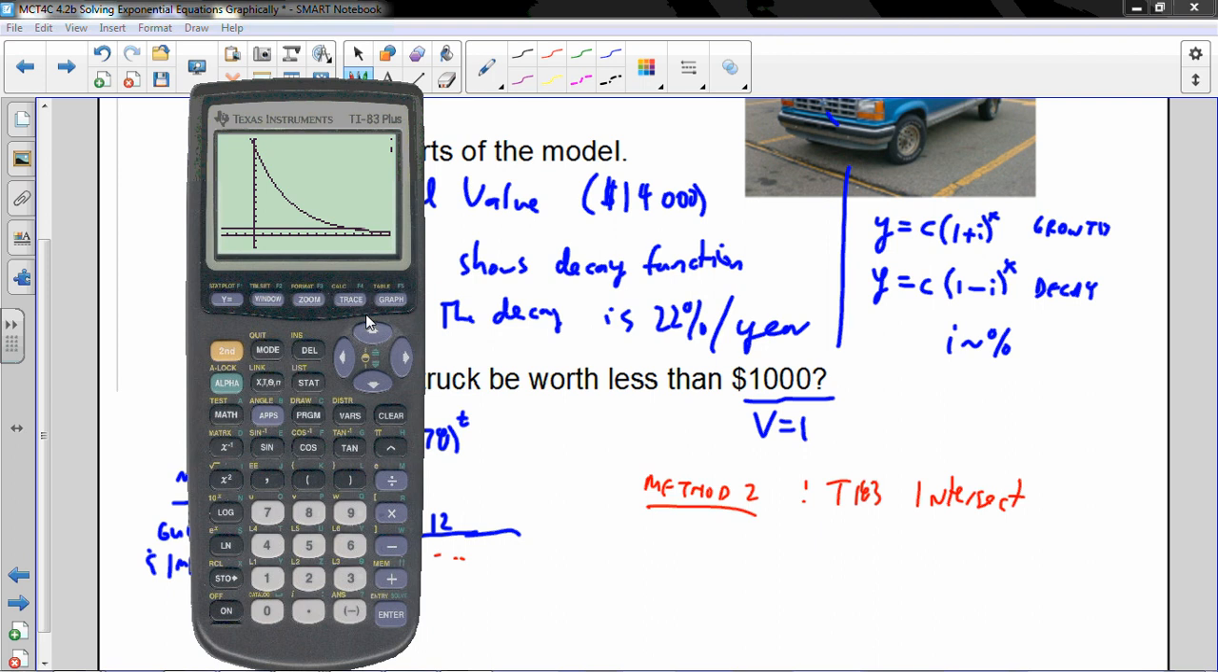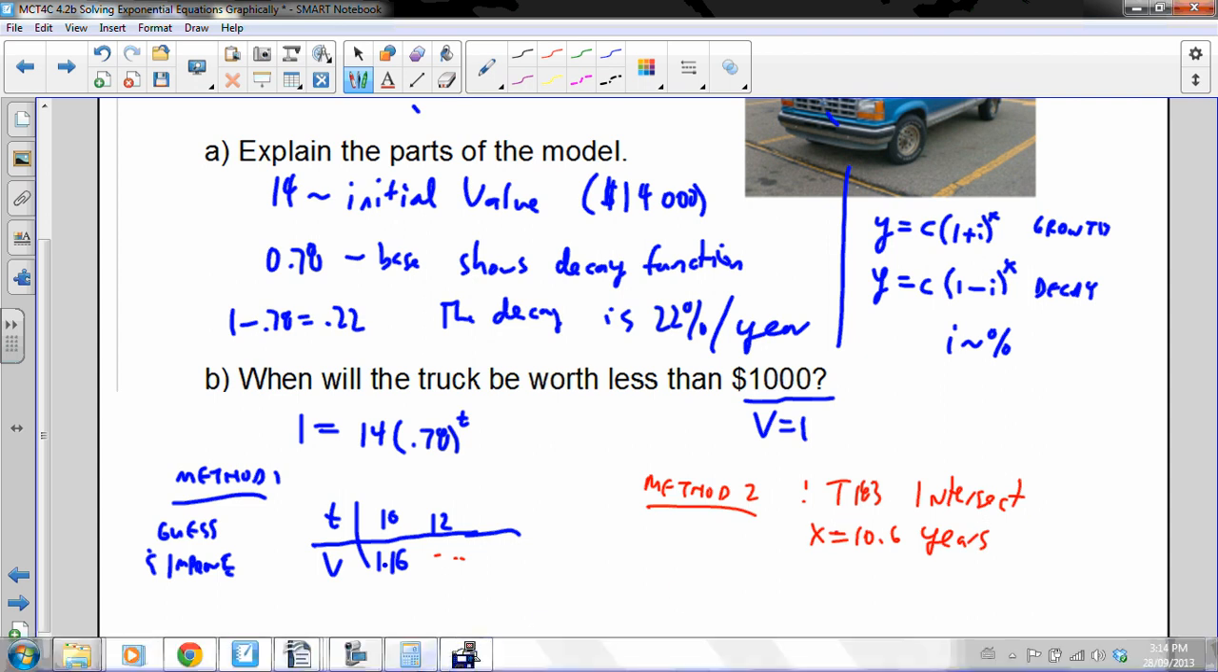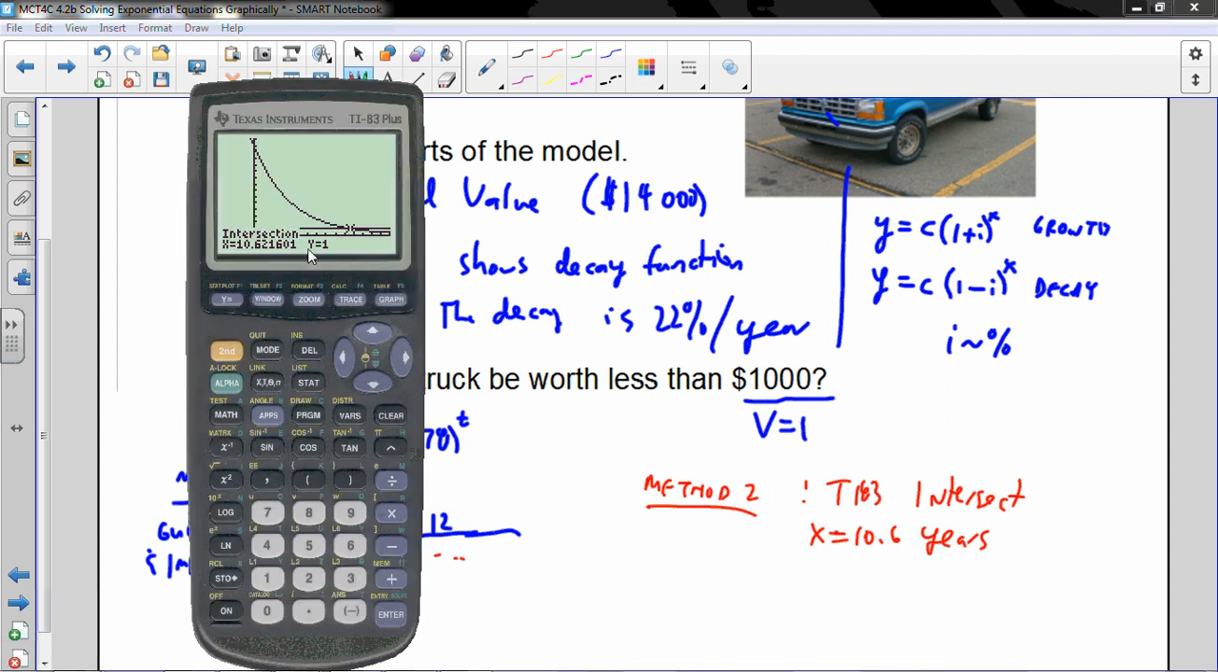And there's my intersection right there. So I could count, but I'm just going to use my second function, calc, intersect feature. First curve and second curve, scroll over to the guess, and then bam, it's going to give it to me: 10.6 years. So I'm going to say x equals 10.6 years, about. And I'll write a decent sentence in a second.